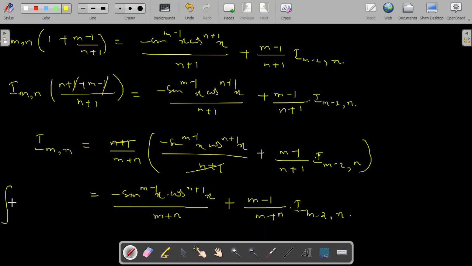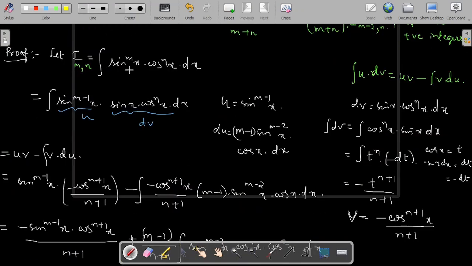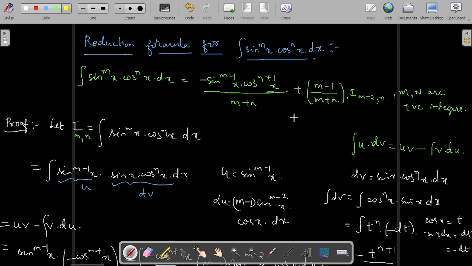So this is the formula. Integral of sin^m x cos^n x dx is given by -sin^(m-1)x cos^(n+1)x divided by (m+n), plus (m-1)/(m+n) into I_{m-2,n}, where I_{m,n} is given by integral of this. Hence we obtained the required formula.